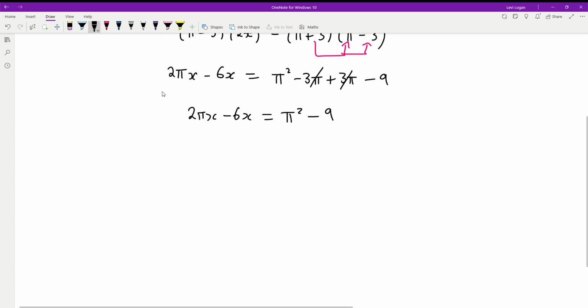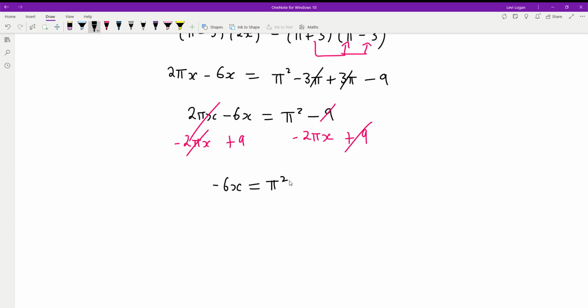Okay. Now what we're going to do is we're going to do a couple things at once. We're going to move the minus 6x to the other side and the minus 9 to the other side. Actually no, not the minus 6, sorry. We're going to move this guy to the other side and we're going to move the 9 to the other side. So what we're going to do is minus 2 pi x from both sides and plus 9 to both sides. So that will cancel with that and this will cancel with that. So what we're going to get is minus 6x is equal to pi squared minus 2 pi x.